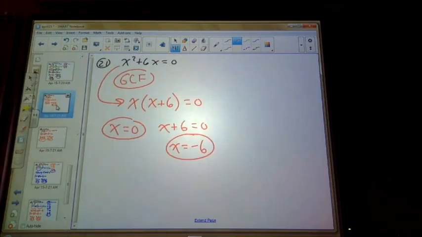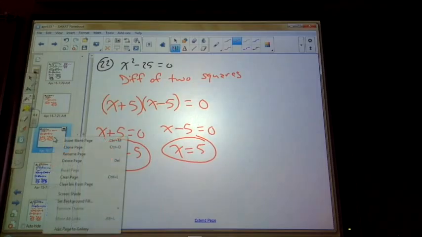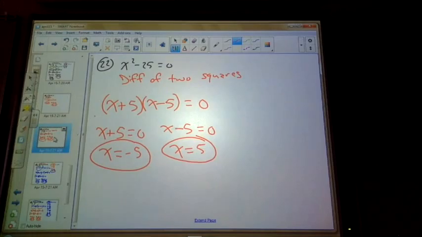Number 21, greatest common factor, factor an x out. So you get x plus 6. So x equals 0, x equals negative 6. Number 22, difference of two squares. What's that? x plus 5, x minus 5. So you get x equals negative 5, x equals positive 5.